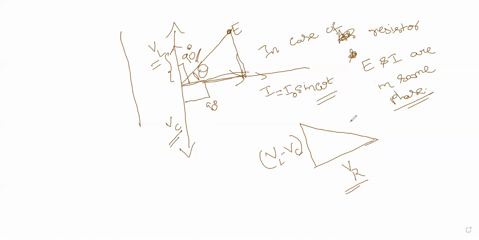So what will be the resultant hypotenuse? This triangle, if you remember, this is sufficient. So VL minus VC whole square plus VR square. This is the resultant EMF, right? So that is the resultant EMF.